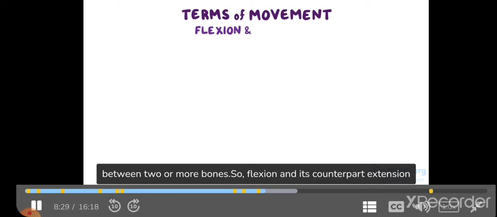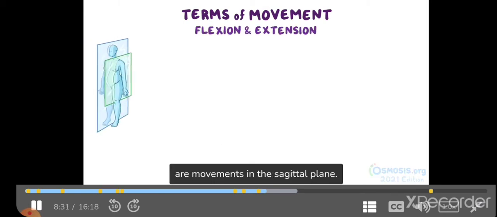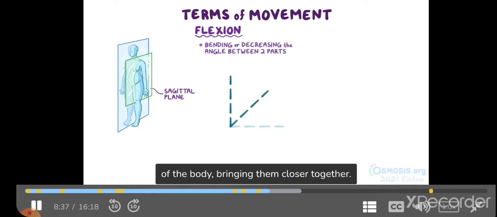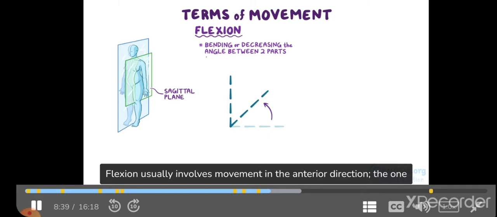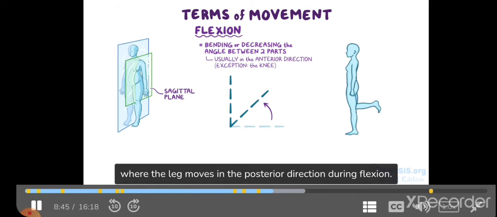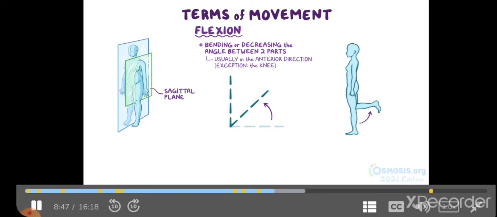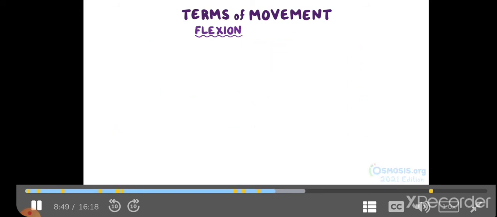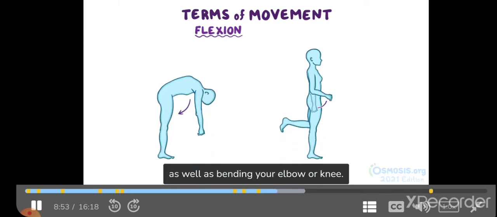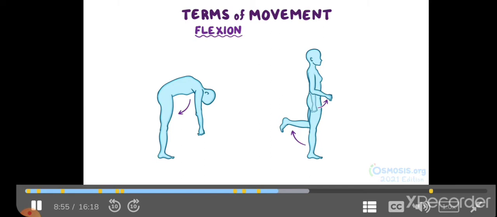So, flexion and its counterpart, extension, are movements in the sagittal plane. Flexion indicates bending or decreasing the angle between 2 parts of the body, bringing them closer together. Flexion usually involves movements in the anterior direction. The one exception to this is the knee, where the leg moves in the posterior direction during flexion. Some examples of flexion include bending your trunk forward, as well as bending your elbow or knee.